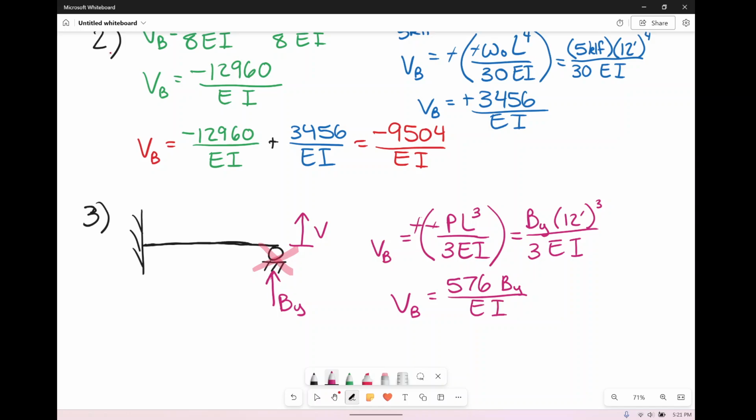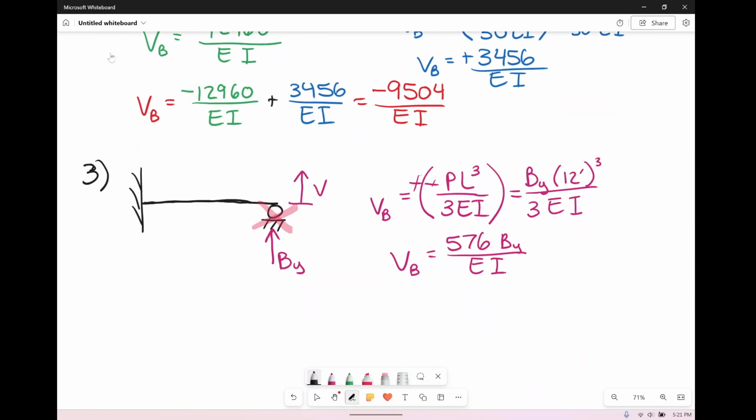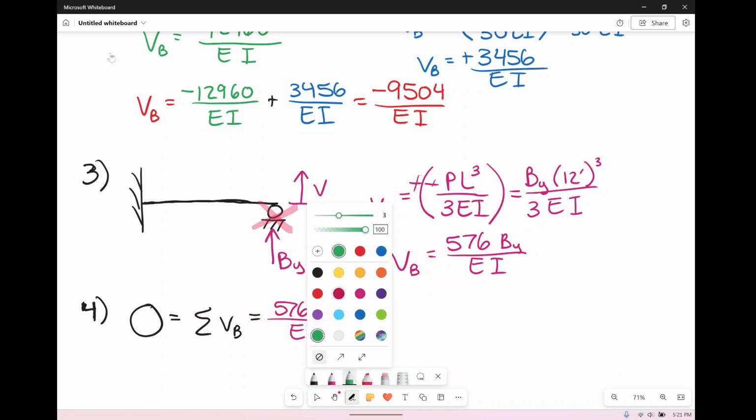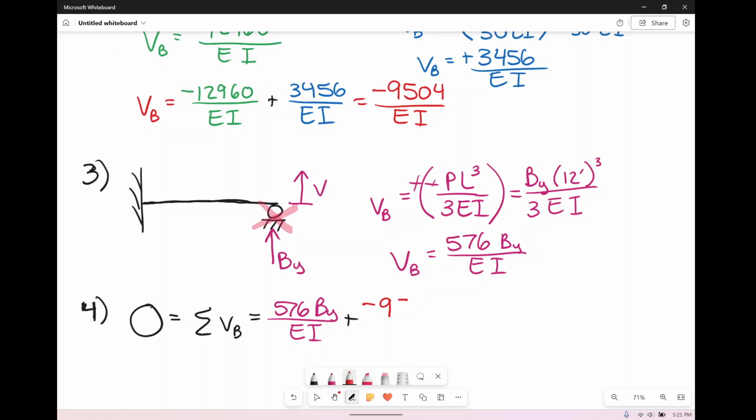So remember, these two have to counteract each other. By that we mean, in step number 4 here, we're going to solve for that force. So the sum of them has to be 0, which means our 576 By divided by EI plus our red one, our load, who is negative 9,504 over EI, have to add together to equal 0.